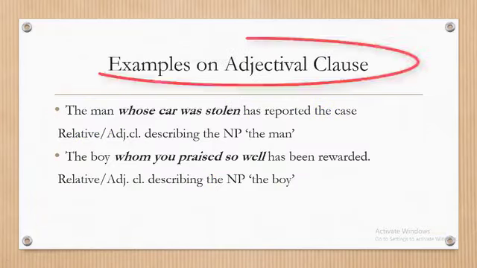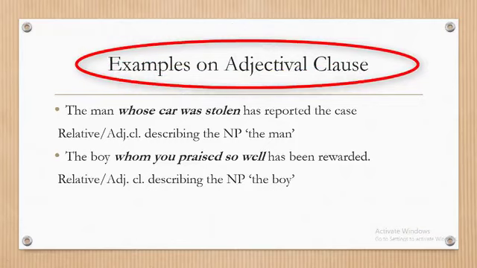So let's look at the expression: the man whose car was stolen has reported the case. You can see the expression in italics. It is trying to give us additional information. It's trying to help us modify. It's telling us more about the noun phrase, the man. You could read without that: the man has reported the case. Which man? The man whose car was stolen.